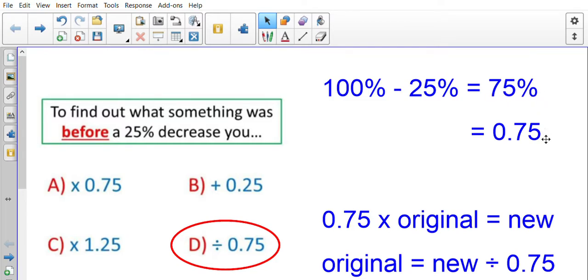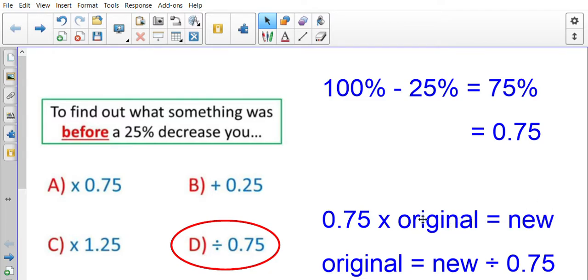Now if we were to write that as a decimal multiplier, we divide by 100. So 75%, divide that by 100 and you're left with 0.75. So if you have your decimal multiplier and it were multiplied by the original amount, you would get the new value of whatever it was.